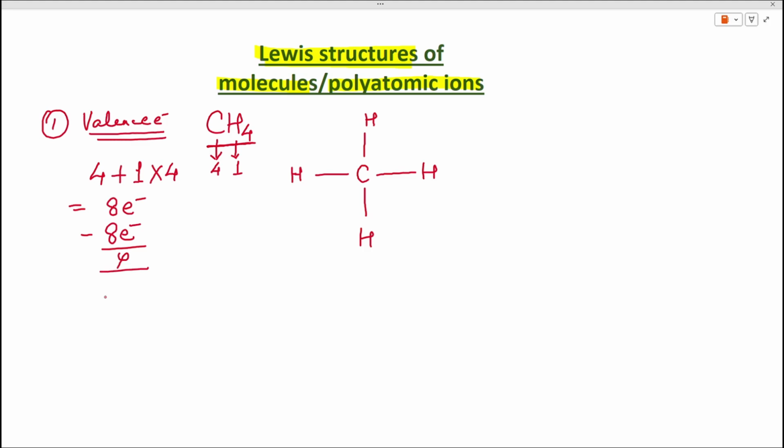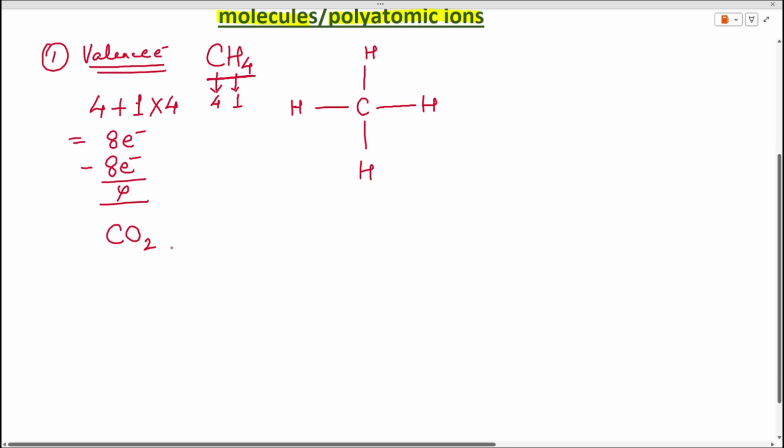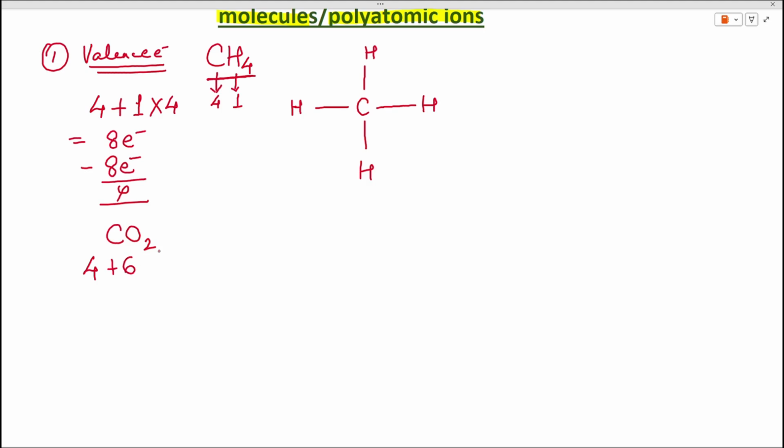Now let us try drawing the structure of another molecule, which is CO2. For drawing the structure of CO2, we again need the total number of valence electrons in carbon dioxide. Carbon has 4 valence electrons. Oxygen, because it is present in group 6 or 16, has 6 valence electrons, multiplied by 2 because it has 2 atoms. So 6 times 2, 12. 12 and 4 is 16. So here, in carbon dioxide, we have a total of 16 electrons.